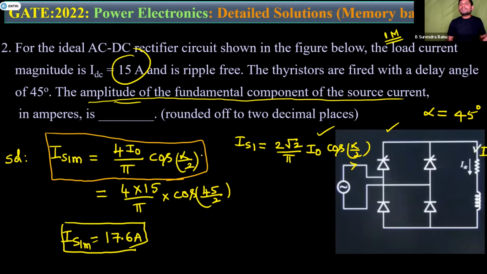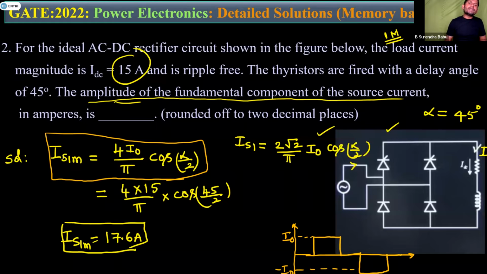Sir, how are we getting this formula, sir? We know that in a semi-converter, the source current waveform is which waveform? It is a quasi square wave. The source current is which waveform, students? It is a quasi square waveform. By applying the Fourier analysis for this waveform, the amplitude of the source current is the load current, because in the source also the load current is flowing. From that you can calculate the peak value of the secondary current or source current. Clear, students? The answer is 17.6 amperes.